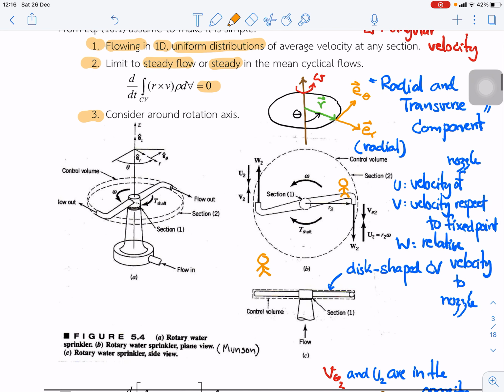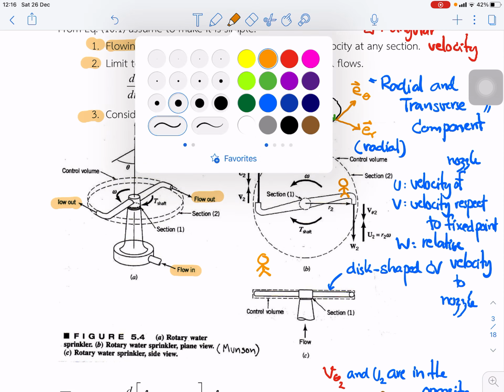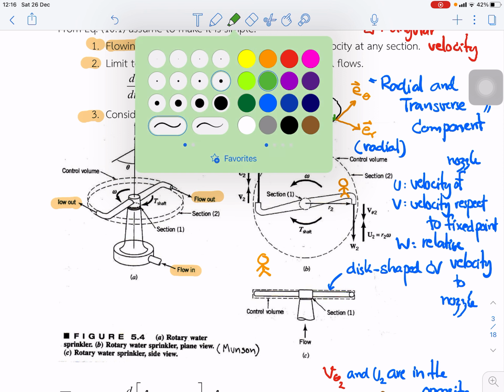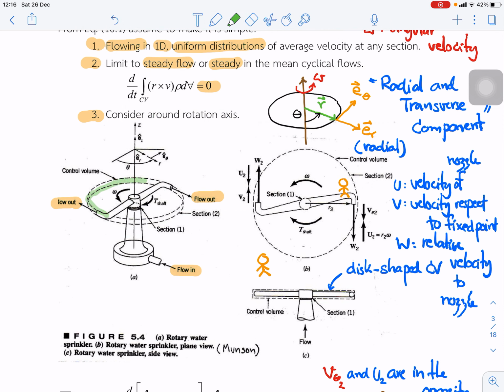Next you can see the sprinkler, with flow in this direction and flow out from the nozzle. Okay, and this is where we draw the control volume, in this dotted line. If you look at the top view, it's a control volume.